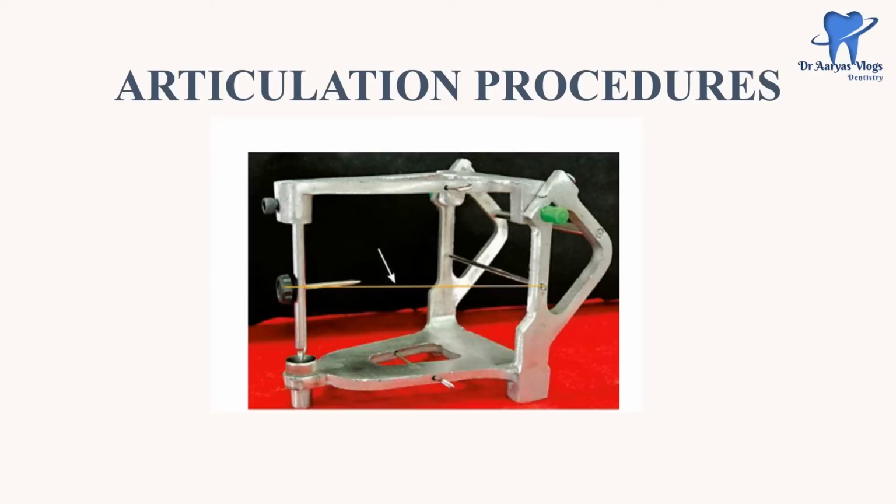Coming briefly to the articulation procedures. Here, this is the horizontal orientation arm and the mid-incisal pin, joined with the help of a thread to guide the occlusal plane orientation during articulation. So this will give the orientation of the plane during articulation.